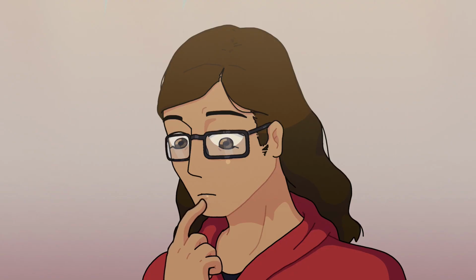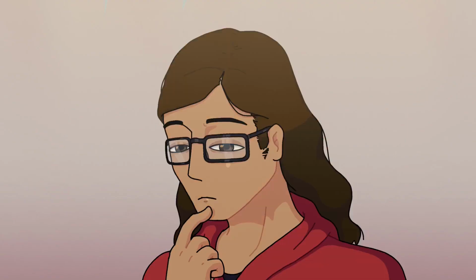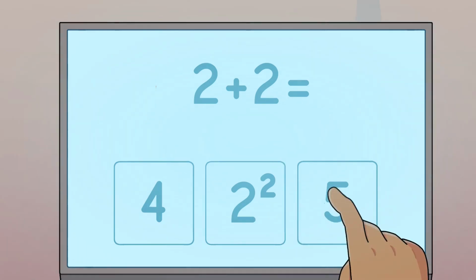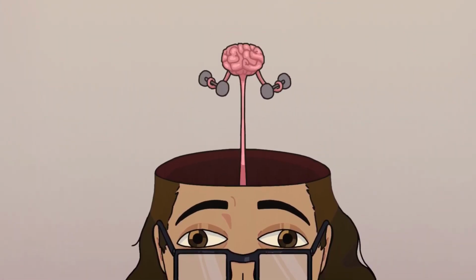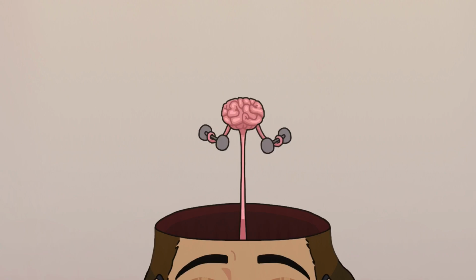Okay, imagine this. You know how there's brain exercises to help you develop faster? Well, what if these exercises were literally exercises for the brain like any other muscle? Say for example, you would have to lift weights with it or do whatever else you do.